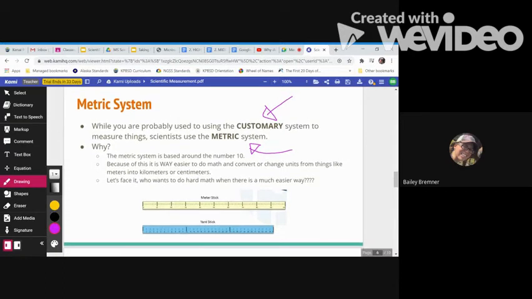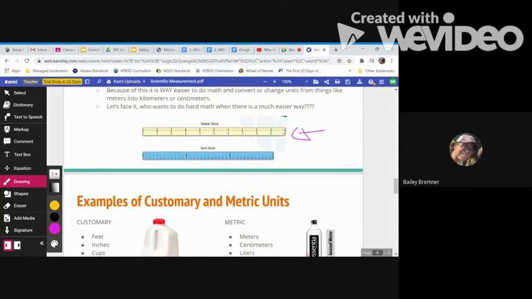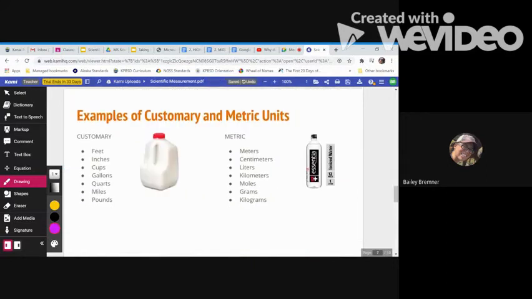So an example of the metric system would be a meter stick; a yardstick is part of the customary system. So here's some examples of different units. For customary, we have feet, inches, cups, gallons, quarts, miles, pounds, probably all things you've used. If you've ever been to Canada, they measure things in meters, centimeters, liters, kilometers, kilograms, grams. In science, we use moles to talk about how much of something there is. That's not really common in everyday life, but we'll use it in science class in the future, if not this year, then definitely in high school. So those are just a few examples. There's plenty more.